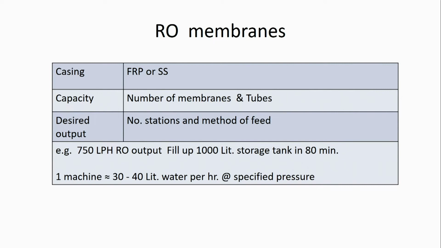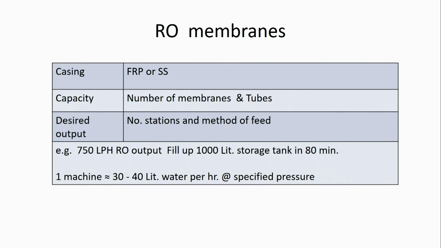The capacity of the RO depends upon the number of membranes and the number of tubes you are placing in series or parallel. The desired output of the RO membrane depends upon the number of stations and the method of feed you are going to use, that is indirect feed or direct feed. For example, if you have an RO with a storage tank, a 750 liters per hour RO can fill the storage tank up to 1000 liters in 80 minutes. If you have the same storage tank but a 500 LPH RO, then it will take 20 minutes more to fill. So that is the only difference with the capacity of RO. It doesn't mean that high capacity of RO means high quality of water. It just describes the time it takes to produce that much amount of water.